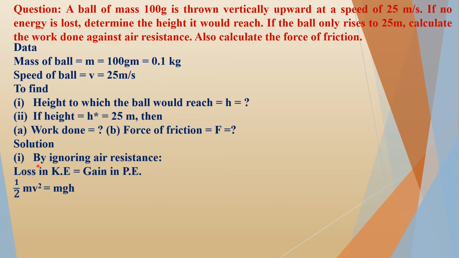And putting the formula of kinetic energy, half mv square, and potential energy, mgh, from here we get h is equal to v squared divided by 2g, because m is cancelled with m. Putting the values of v and g, and after solving we get h is equal to 31.9 meters.